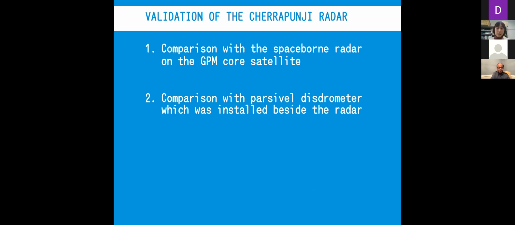So before analyzing the data, we validated the radar reflectivity of the Cherrapunji radar by 2 individual methods. One is a comparison with the spaceborne radar on the GPM core satellite. Another is a comparison with the optical disdrometer, which was installed beside the Cherrapunji radar.